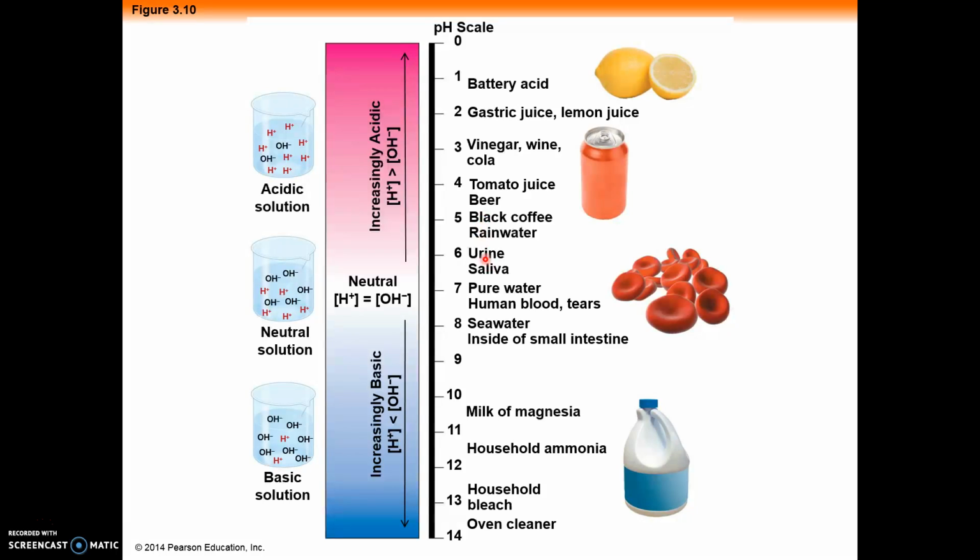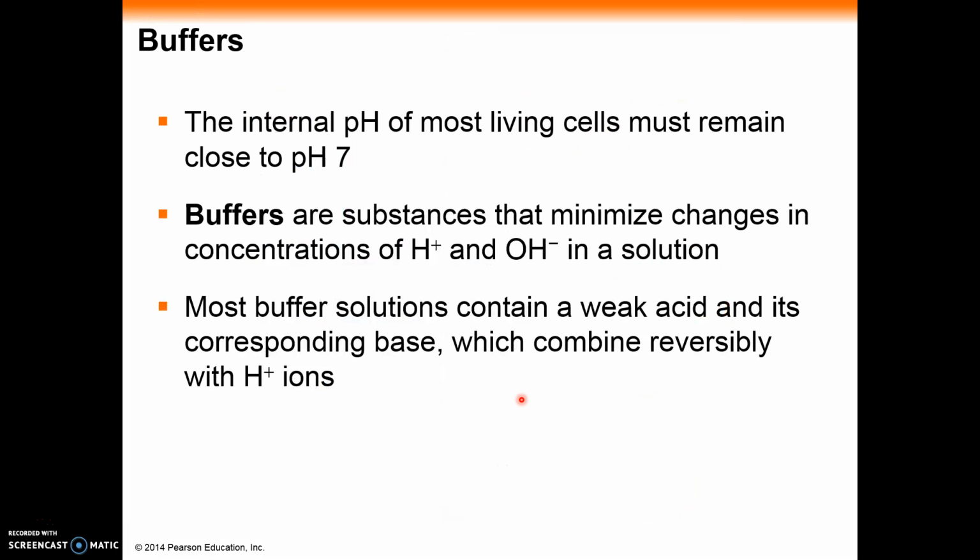All right, on the acidic end, our urine and our saliva are slightly acidic. Coffee is slightly acidic. Rainwater is, and we'll get to that here in a second. Tomato juice and beer, even more acidic. Vinegar, wine, cola is even more acidic. Lemon juice, even more. Interestingly, our stomach acid is around the same range as lemon juice. Finally, we get up to things like battery acid, and this gives us our pH scale.